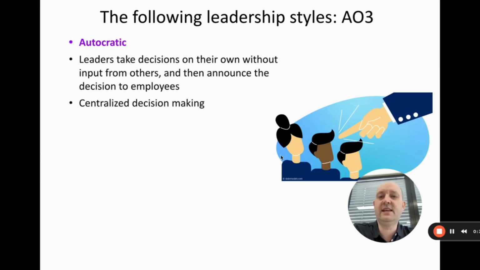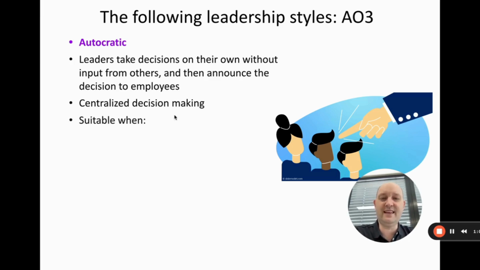Autocratic is when leaders take decisions on their own without input from others and then announce the decision to employees. So basically leaders are making all the decisions on their own. They're not asking employees, and then they just tell the employees what the decisions are. And this can also be related to centralized decision making. So centralization is when decisions are made at the center or at the top of the organization overall.